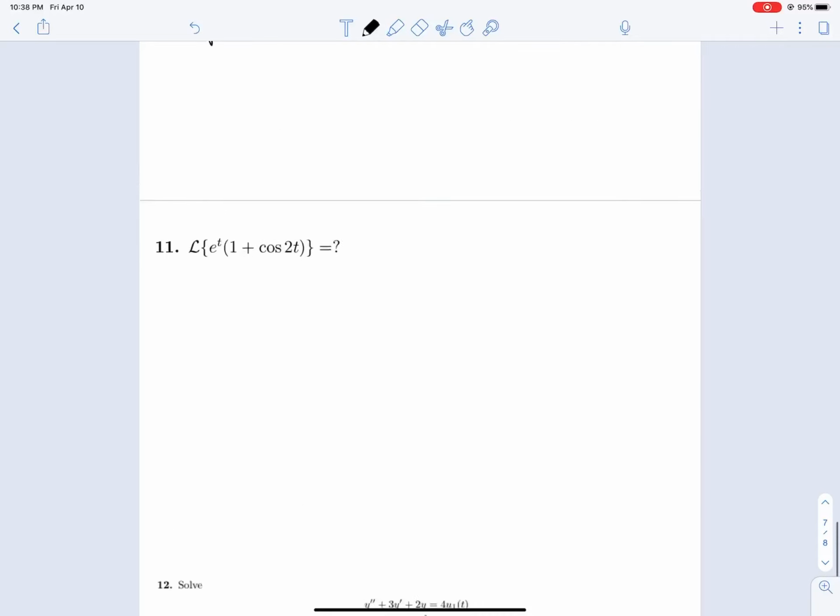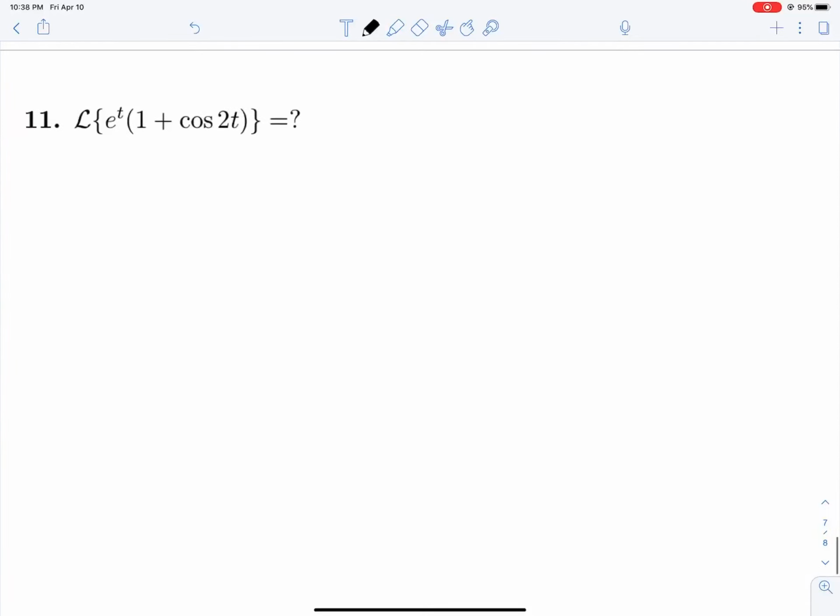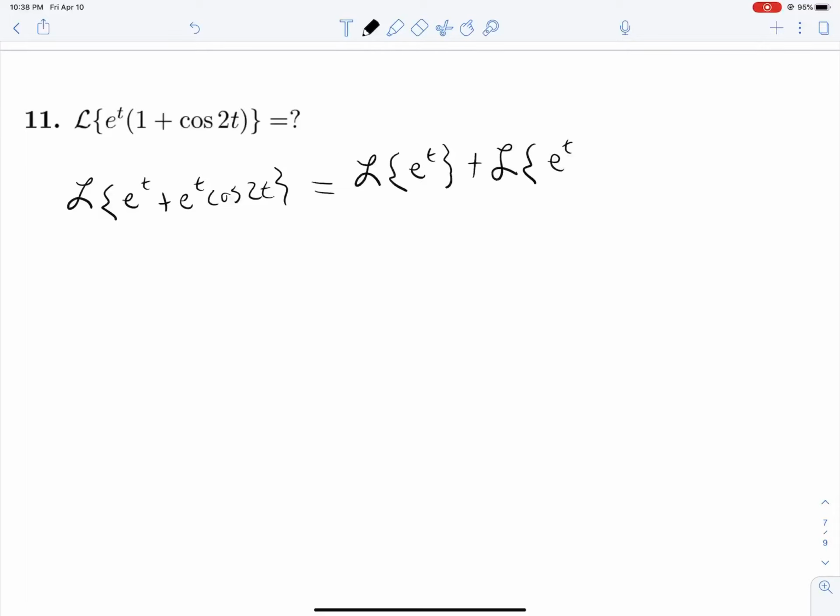So let's move on. We have 11. Okay, this is the warm-up to the Laplace marathon that's about to happen on 12. We have the Laplace transform of e^t + e^t cos 2t. And since we know that the Laplace transform is linear, this is the same thing as the Laplace of e^t plus the Laplace of e^t cos 2t.